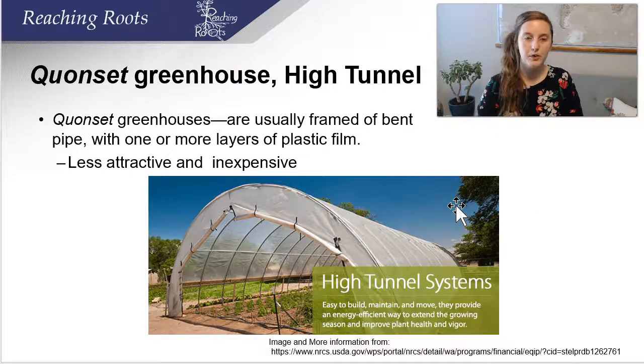The last type that we'll talk about for the standalone greenhouses is the Quonset greenhouse or high tunnel. These are really common for vegetable or fruit production. They're usually made out of pretty inexpensive materials, so it's more accessible for farmers to buy. They're usually made of bent pipe with one or more layers of plastic film covering them. These are not for the middle of winter in a cold climate, but these are usually used in the fall or the springtime to extend the growing season.